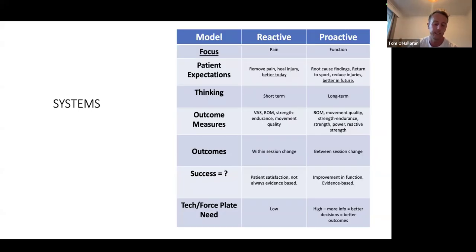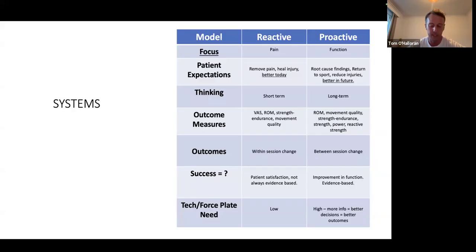And the success is an improvement in function, not necessarily pain, which to me is more evidence-based. If I'm actually measurably improving someone's function, then to me that is something I can rely on as evidence that what I've done, or what we've implemented, what they've done, has actually made lasting change. So in that, I need information.